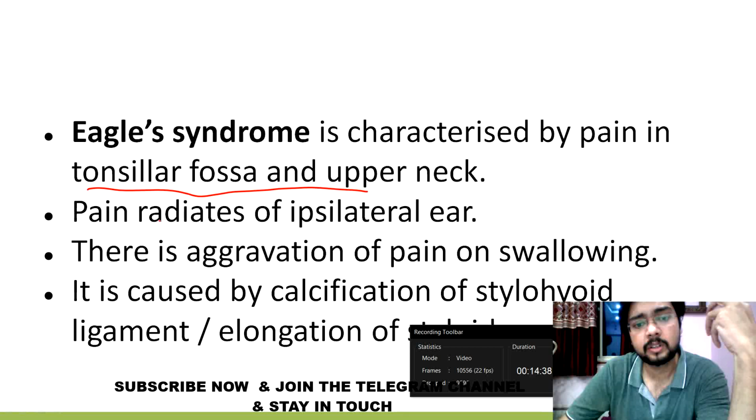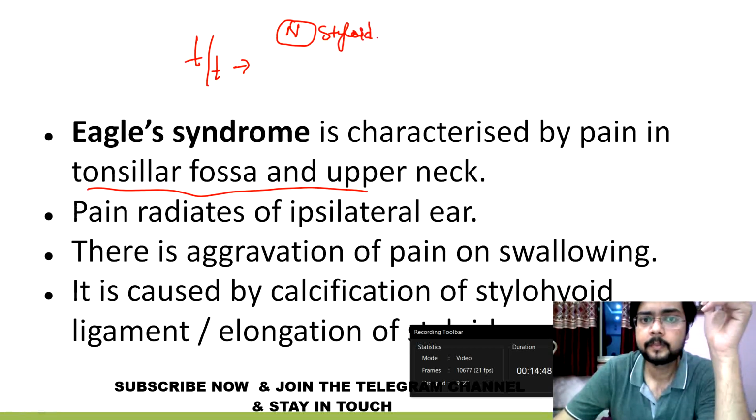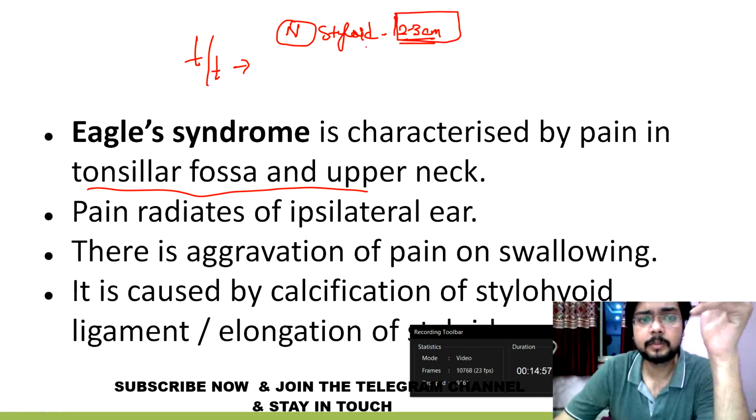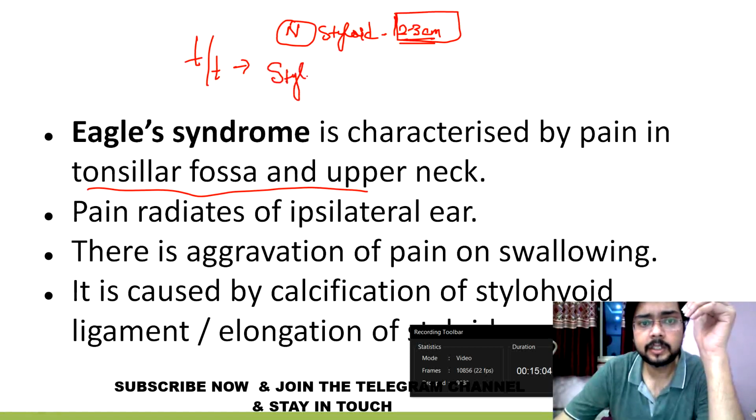And how do you relieve it? If you ask me the normal length of the styloid process, it is around 2 to 3 centimeter. Various papers say it is 2 point something, and the range is 2 to 3 centimeter. But if it is symptomatic and elongated, diagnosed on X-ray, you will do the treatment that is called styloidectomy. Styloidectomy. So how do you do it?